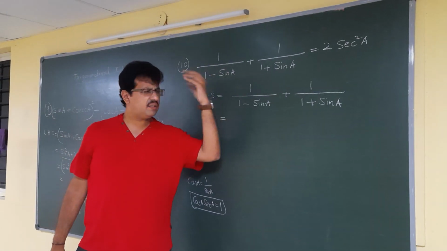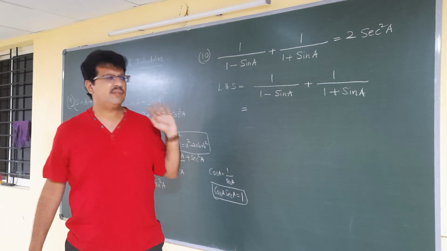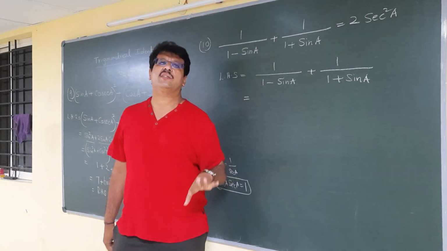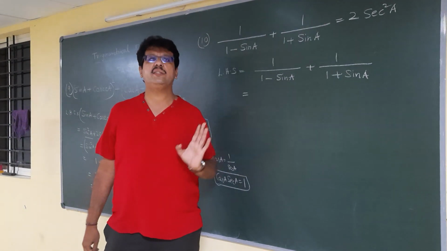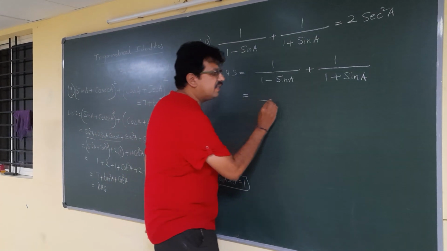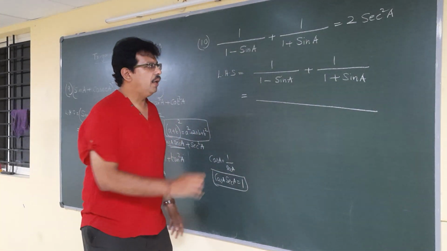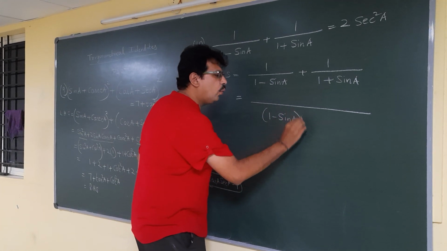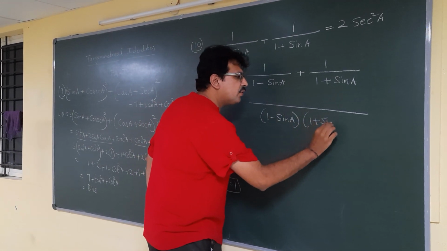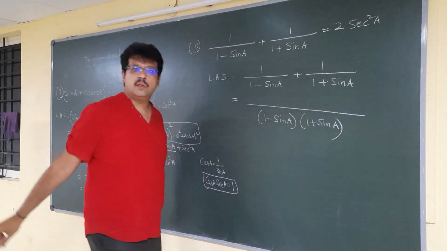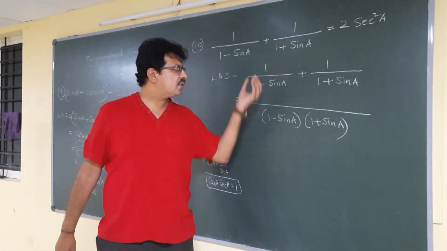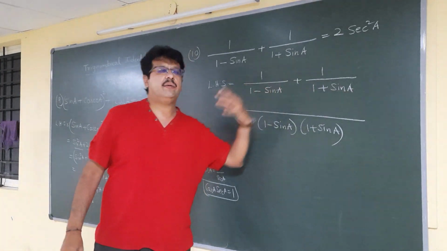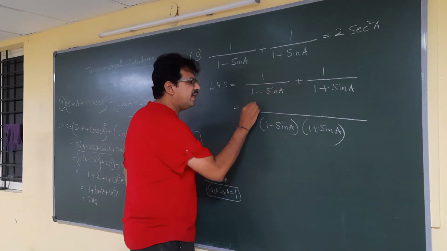I just want to make it very clear to you children, if it's a plus sign or minus sign, you should always take LCM. So let us take LCM. So what is the LCM here? 1 minus sin A into 1 plus sin A. So this is your LCM, children. So once we take LCM like this, 1 into 1 plus sin A, that is 1 plus sin A.